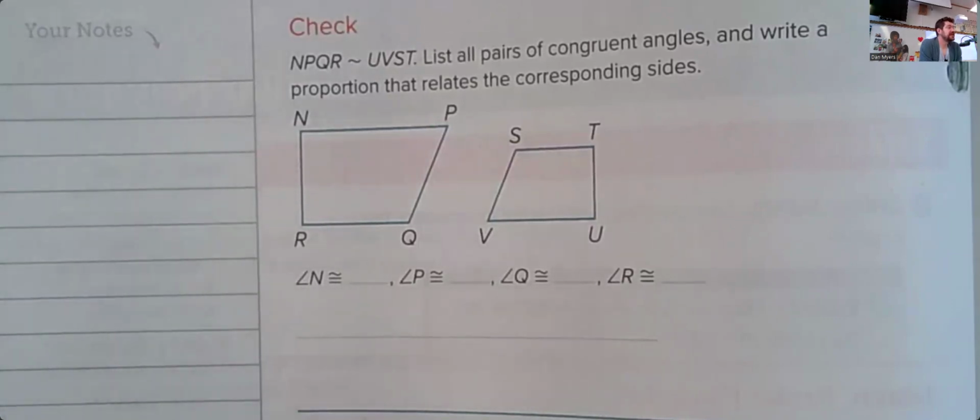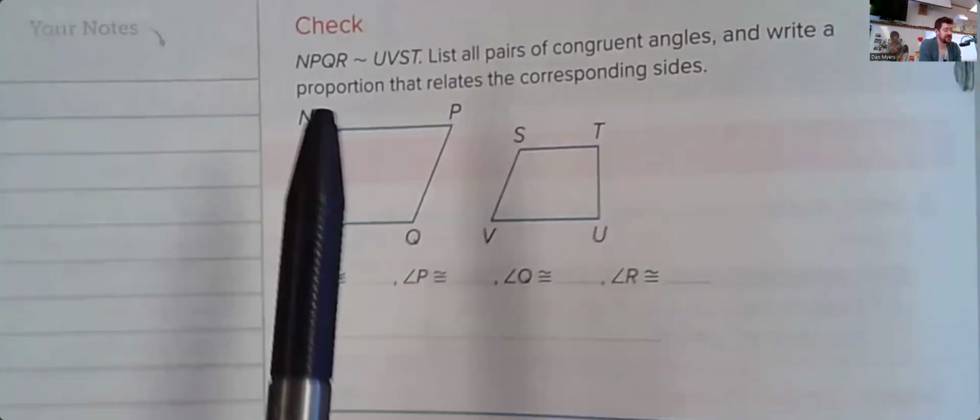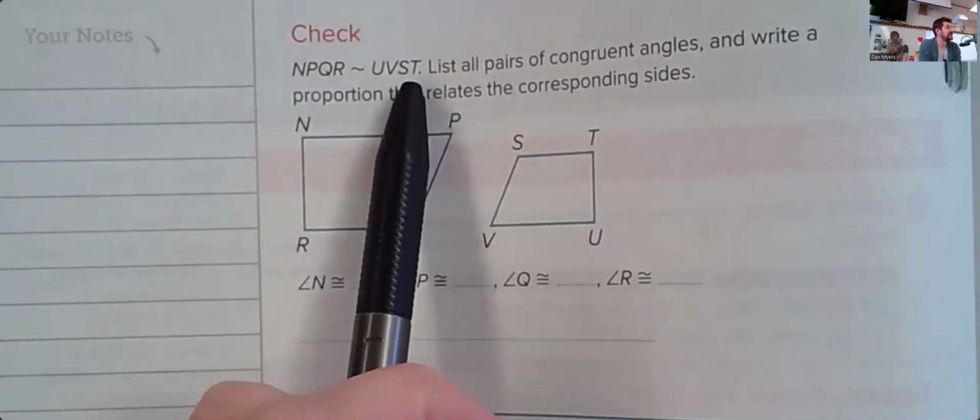And just a reminder, the way that I find this to be easier is not actually looking at the shapes. It's actually using the similarity statement. That makes it easier for me.